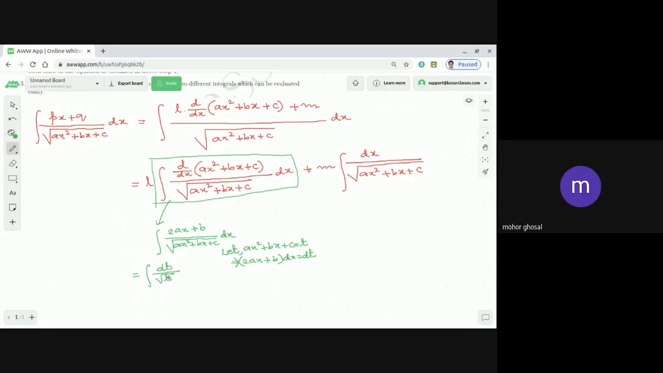And I hope I no need to tell how to find this integration. I hope it is absolutely clear to everyone, right? Because it is t to the power minus half. Gurman, integration dt by square root of t, you can do it, right? Absolutely, all of you can do it. So this is the way the first integration can be performed.